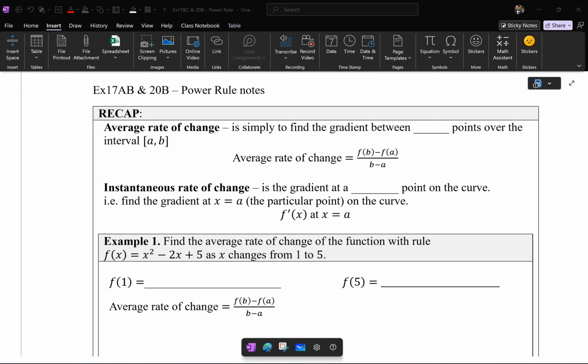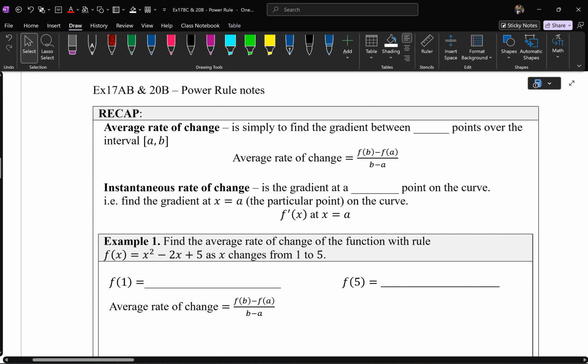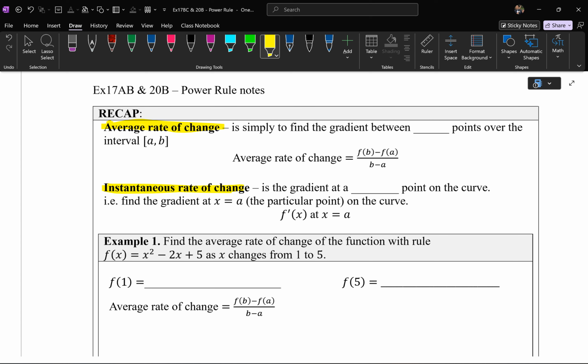So, last session, we looked at exercises 16C, D, and 17A. But the main thing was these key terms: average rate of change versus instantaneous rate of change. So can someone remind me again, what is the difference between average rate of change and instantaneous rate of change?